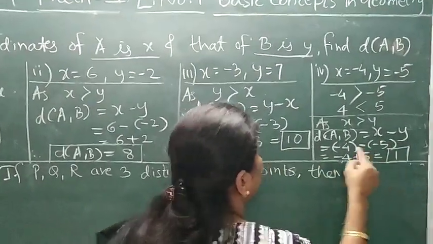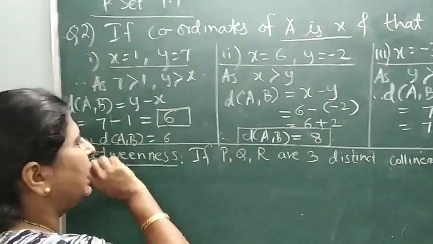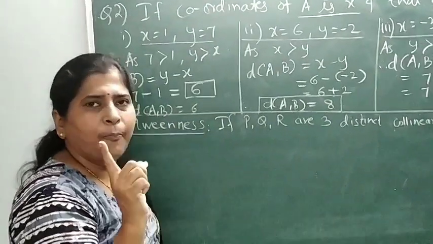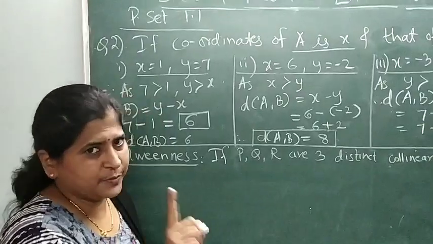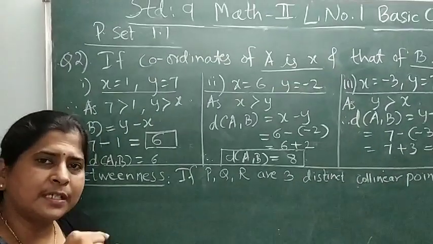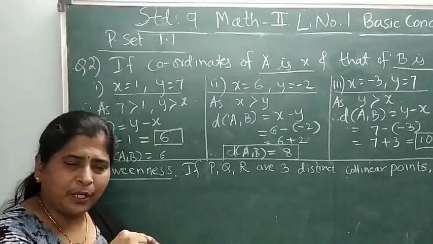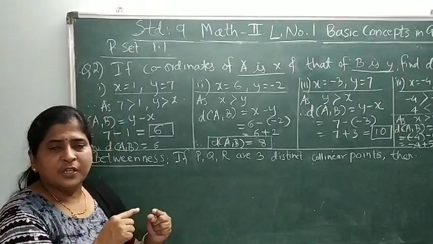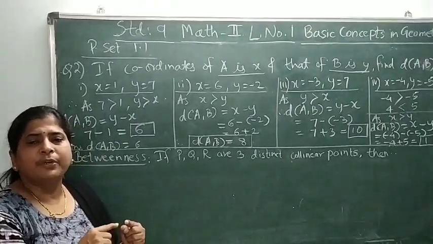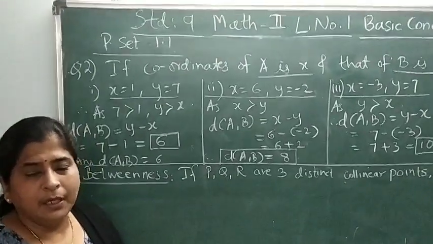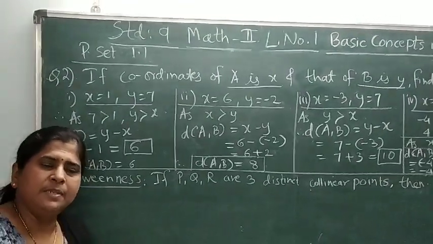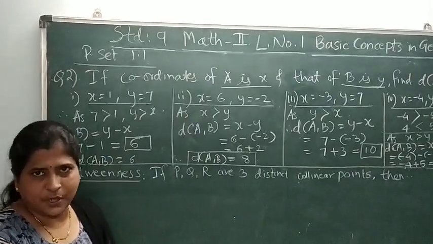You can observe that we never got any negative number. We have got all positive answers. So the distance between two distinct points is always positive. And the distance between two coincident points, that is, points overlapping on each other, is 0. So it is said that the distance between 2 points is always a non-negative number. Non-negative means it can be either 0 or positive.